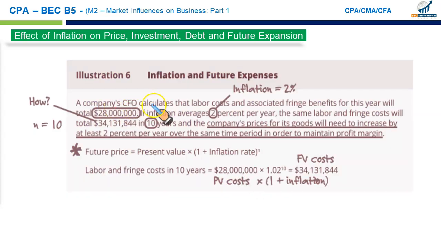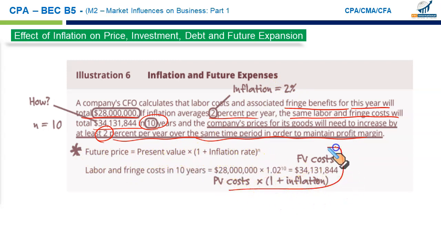Lastly, a company CFO calculated that the labor cost and associated fringe benefits for this year will be 28 million. If inflation averages 2% per year, the same labor and fringe benefits will cost 34 million in 10 years because of inflation. And the company's prices for its goods will need to be increased by at least 2% per year in order to accommodate this inflation in our cost of production. So the future price is going to be the present value times the 1 plus inflation rate factor, and that's how it has been calculated.